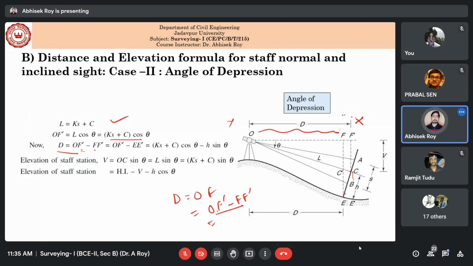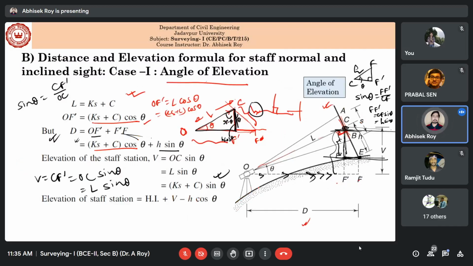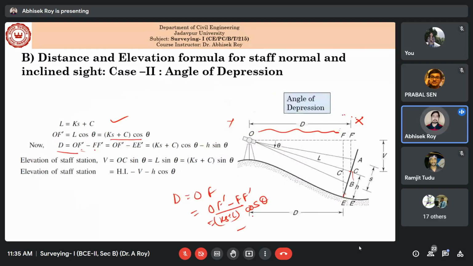And that's why OF dashed you have already calculated, that is Ks plus C cos theta. That will be simple, similarly as you have calculated in the previous case. But this FF dashed, that is H sin theta, which earlier you have added, right now you have to deduct in case of the angle of depression. That's all.